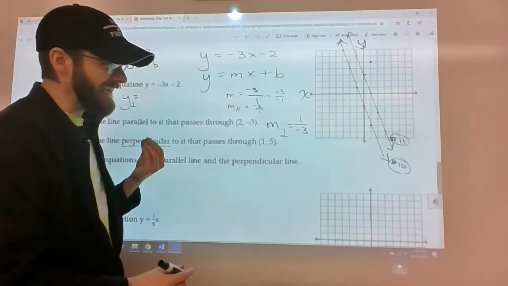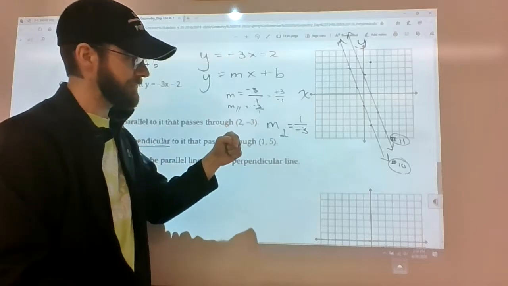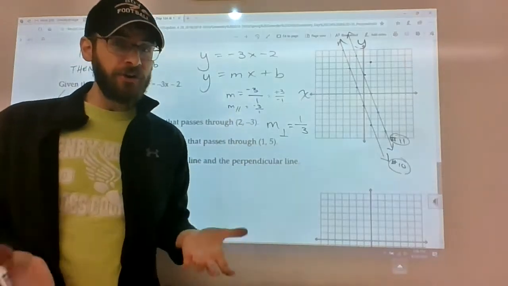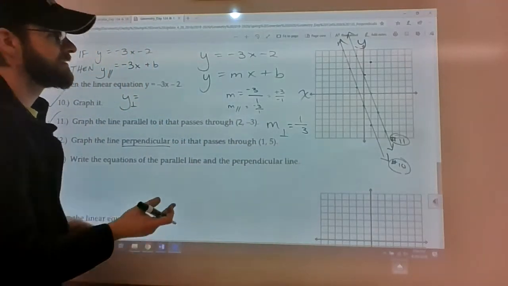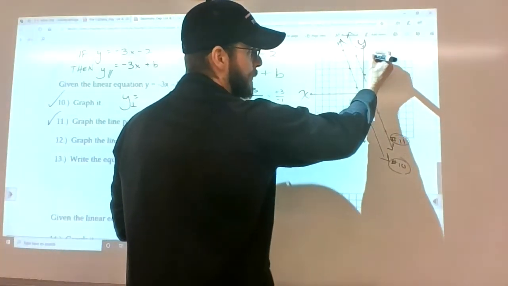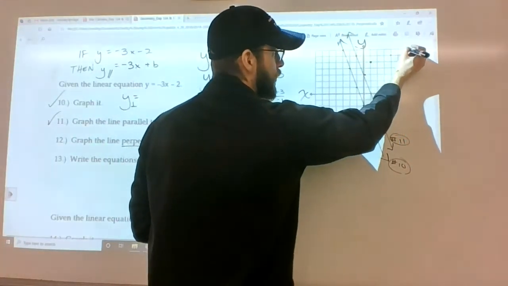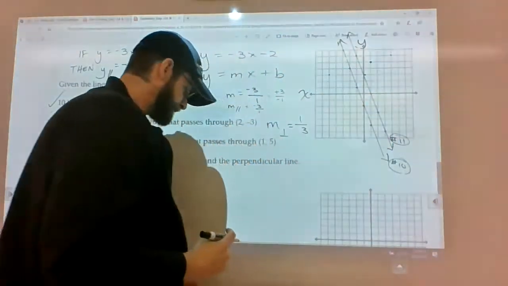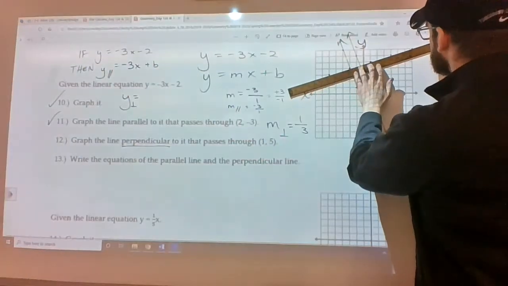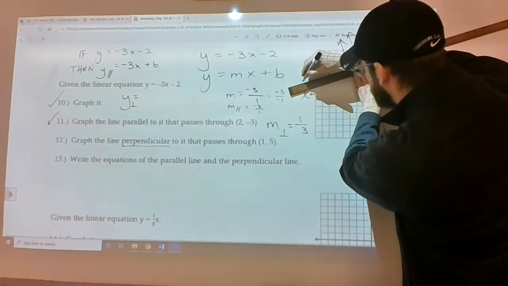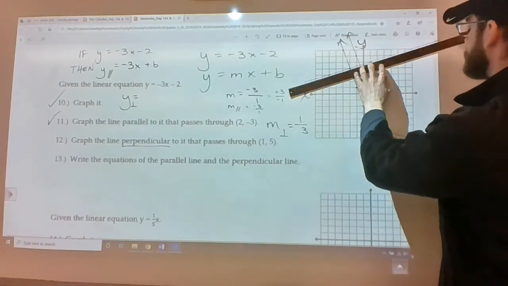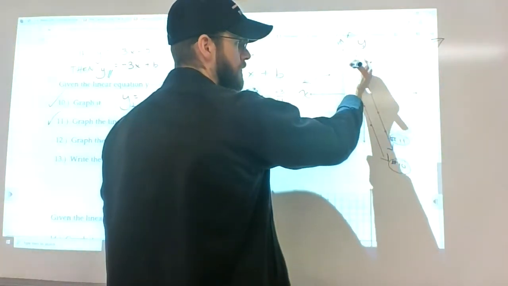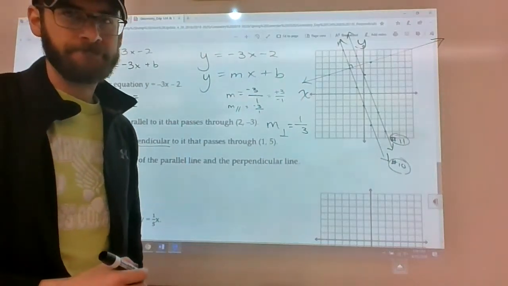So what happens when I make 1 over negative 3 negative? It makes it positive. So I've got a slope of 1/3 now, which means I go from that point up 1, right 1, 2, 3. Up 1, right 1, 2, 3. Or down 1, left 1, 2, 3. And as you can see, it creates a 90-degree angle right there. Okay.